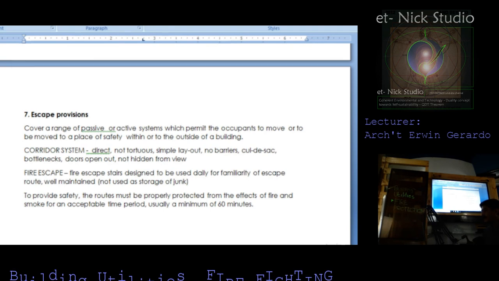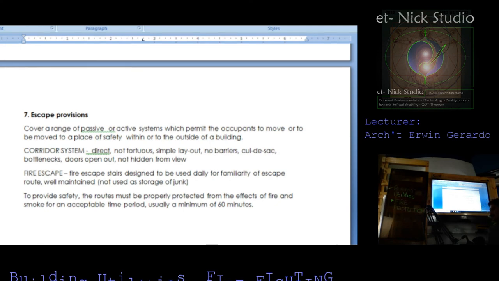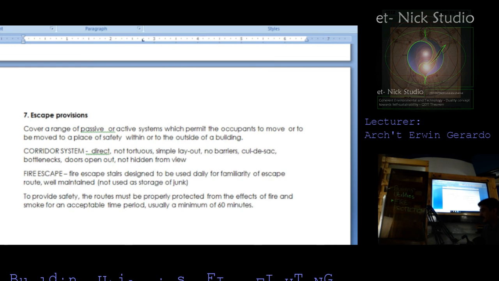The corridor system must not be danger prone, wherein if people are vacating the premises, there might be a bottleneck somewhere along that corridor. So this must be avoided. Doors open outwards. No hidden exit. It must be viewed by the people who will vacate the premises.